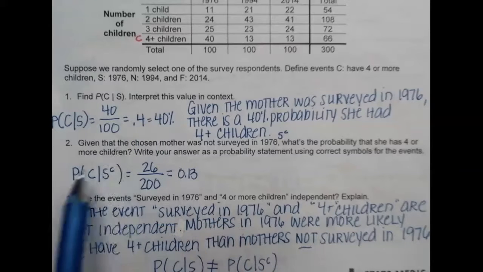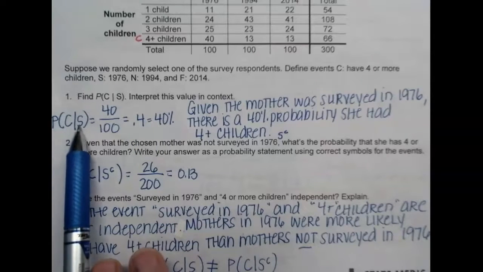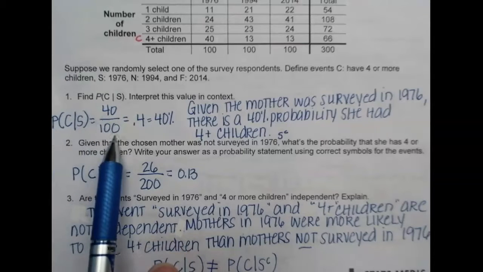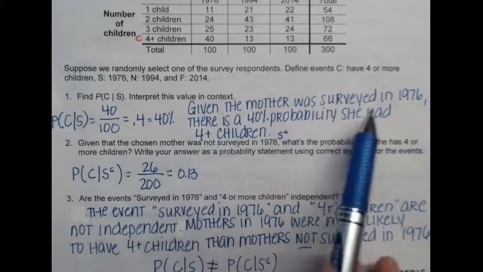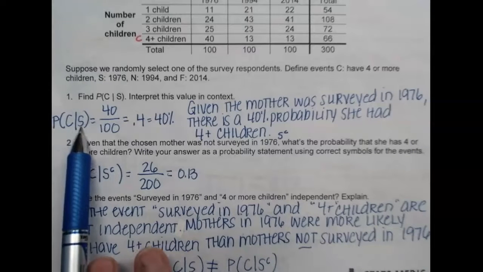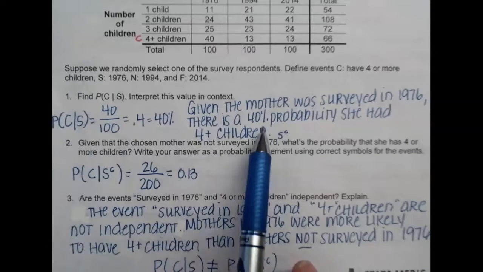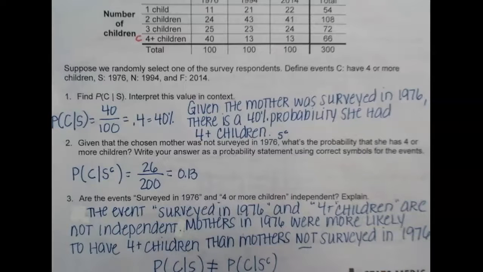Interpret means explain. So the probability of 4 or more children given that it's 1976 was 40 out of 100, which is 40%. Given that the mother was surveyed in 1976, there is a 40% probability that she had 4 or more children.